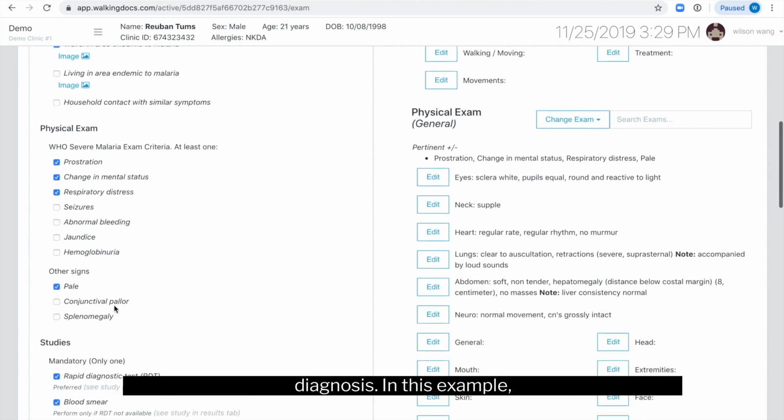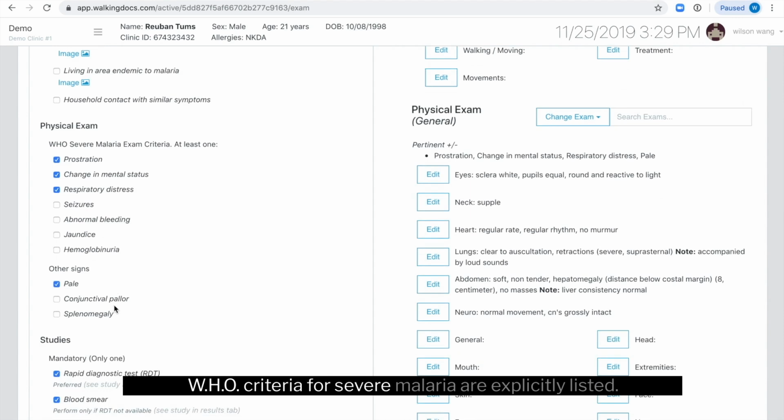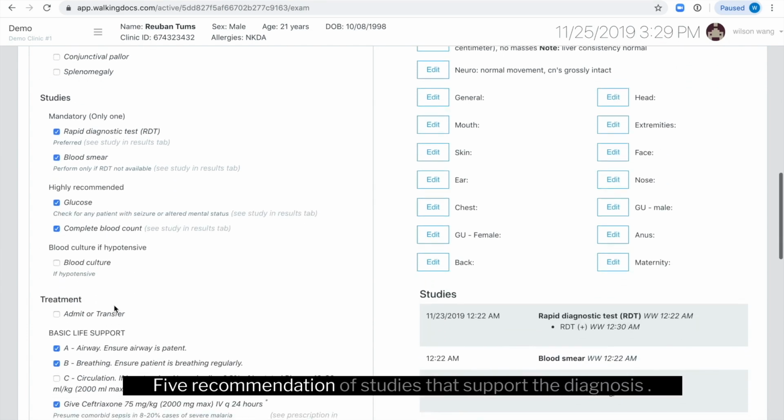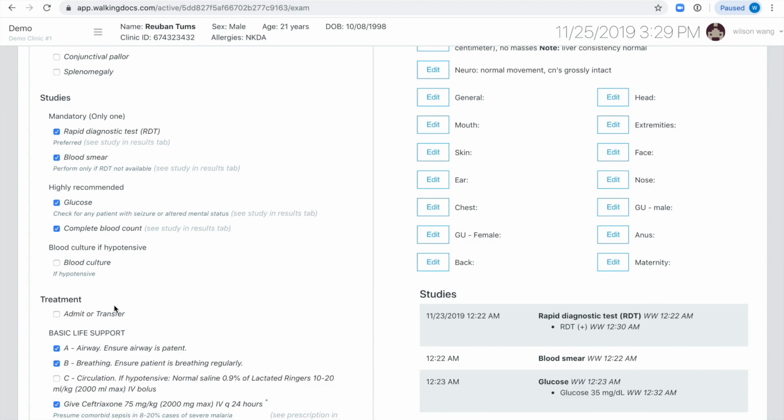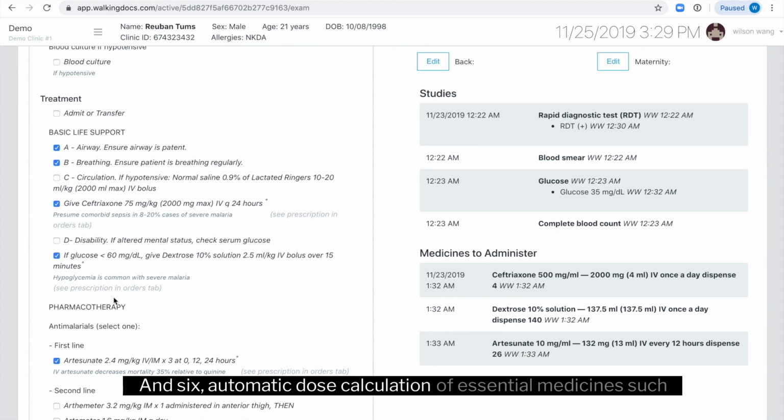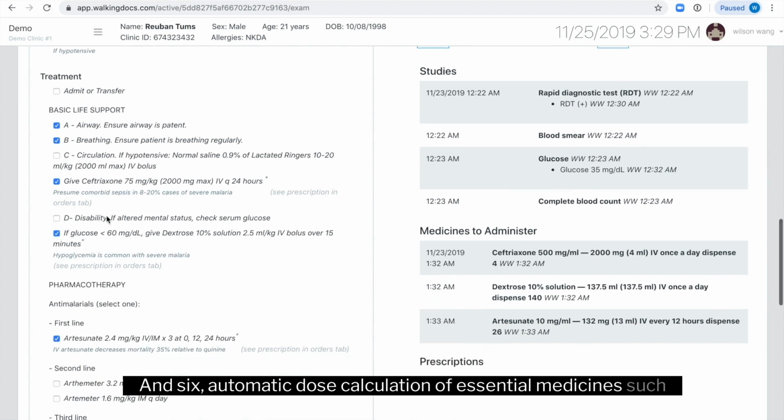In this example, WHO criteria for severe malaria are explicitly listed. If you don't have one of these signs, you don't have severe malaria. 5. Recommendation of studies to perform to support the chosen diagnosis. And 6. Automatic dose calculation of essential medicines such as antibiotics, glucose, or antimalarial.